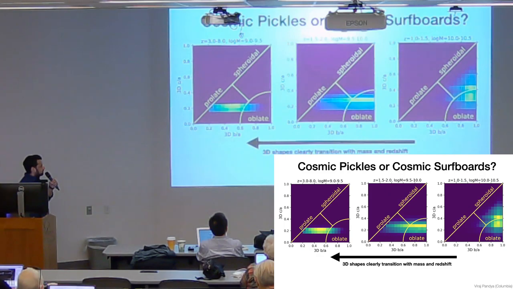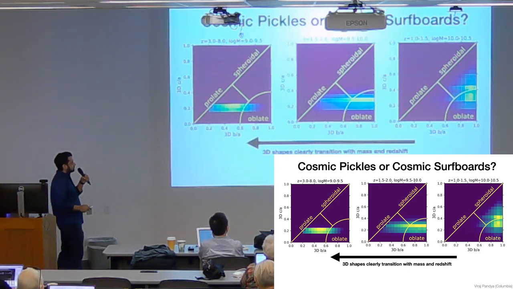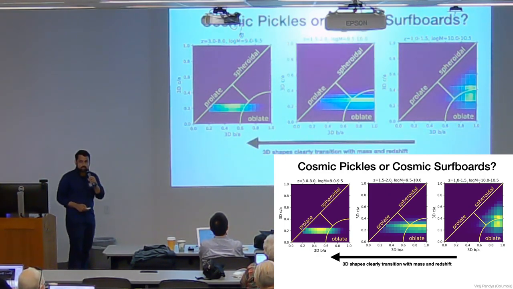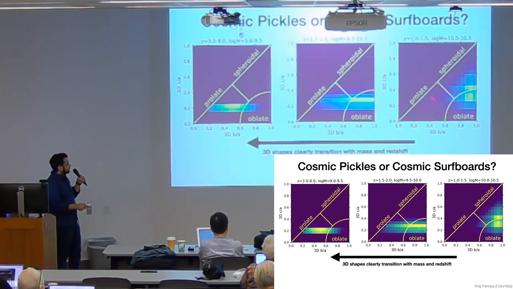And so what do the data show? Well, the data clearly imply a transition in the 3D shapes of galaxies as a function of mass and redshift. I'm showing you here the distributions of 3D C over A versus 3D B over A for a few different representative mass and redshift bins. These boundaries here are the classic divisions between the three shape classes. And you can see for low redshift, high mass bins that the distribution is shifted towards the oblate spheroid part, towards the right of the diagram.